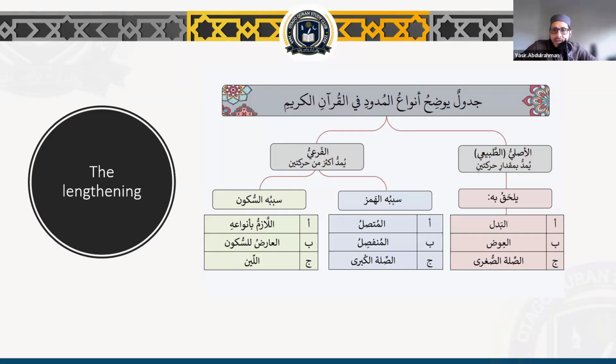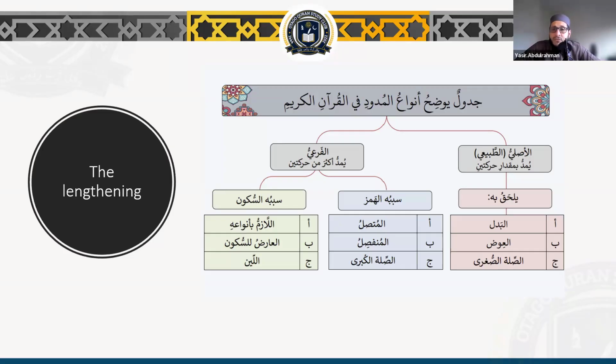So these five letters, the three letters of mad and the two letters of lean, are the subject of our research now. The types of mad in Arabic language and Quran are of two types. The first type is what we call natural. The second one is the secondary. The natural, which is the primary, is mad with two haraka. It's always a short mad, and that's why we call it natural.